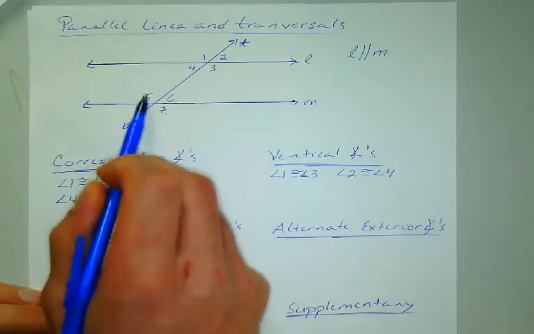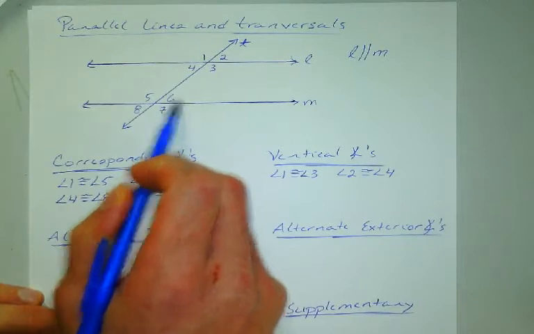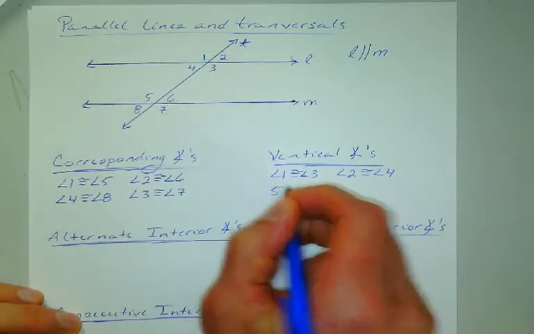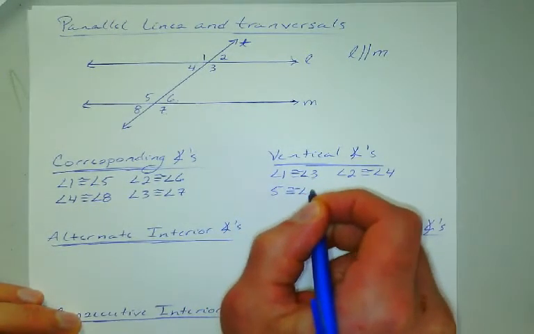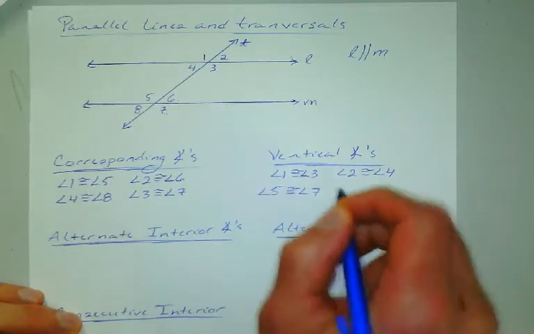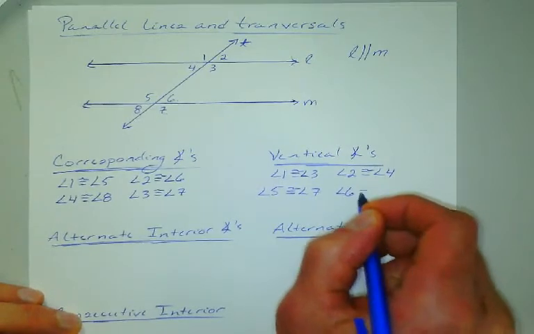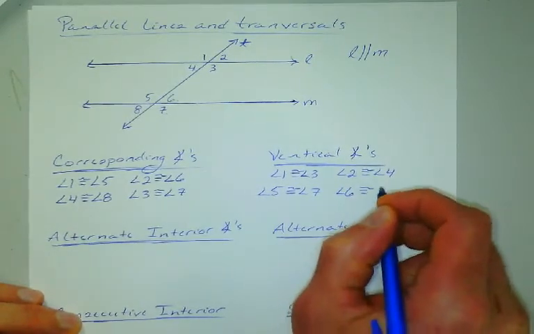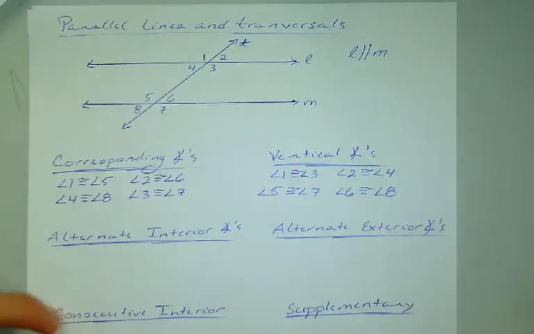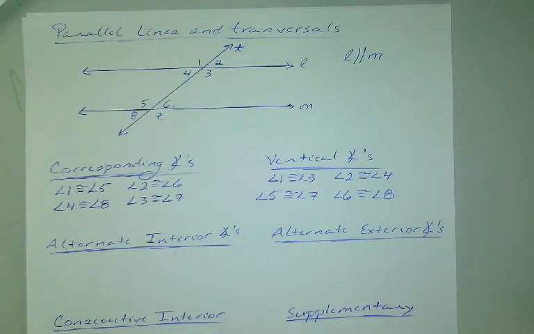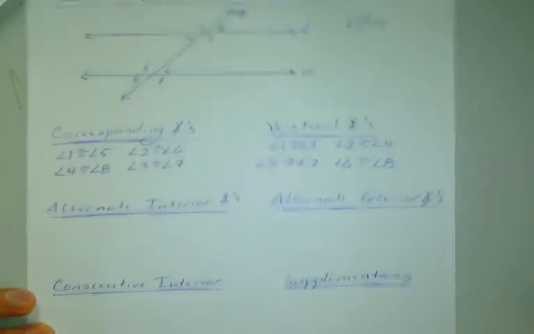And then down below we've got 5 and 7 and 6 with 8. So 5 is congruent to angle 7. Oh, forgot my angle sign. And angle 6 is vertical to angle 8. Therefore they are congruent. All right, vertical angles are my favorite. They're easy to see. They form the X, they're on opposite sides.